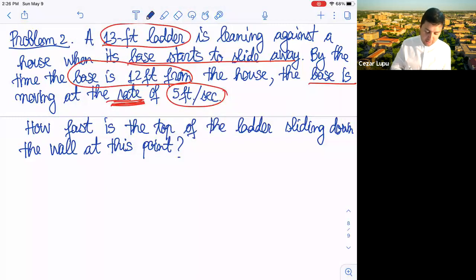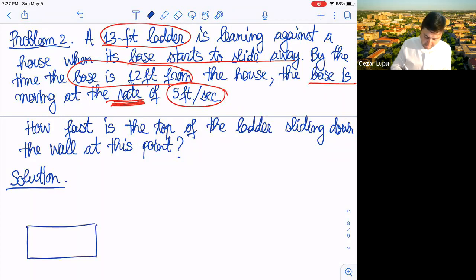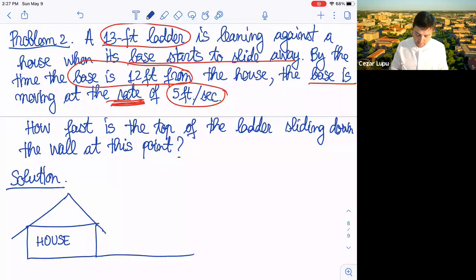I think a picture would make some sense. So let's see, we have a house. I'm gonna draw a house. This is a house, let's say. Well, kind of looks like a one. Anyway, I'm gonna write house here anyway. So this is the house, and here we have a ladder, let's say.